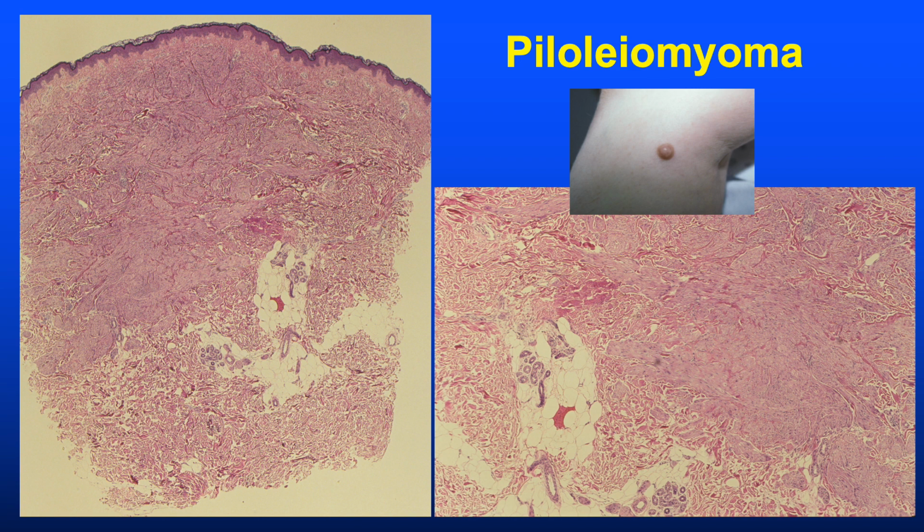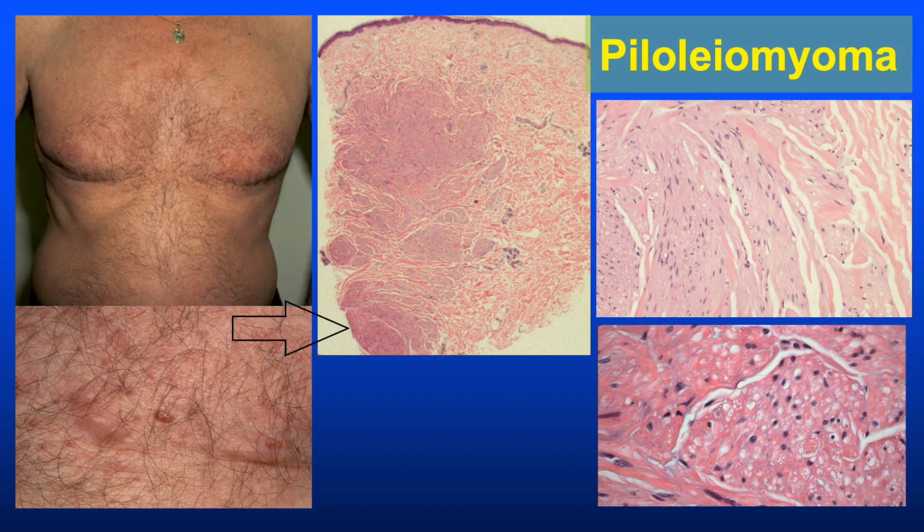and it has some overlap with the appearance of smooth muscle hamartoma, but in contrast to smooth muscle hamartoma with its discrete, well-differentiated smooth muscle fascicles, here the growth pattern is more solid and nodular, that of a tumor. One more example of piloleiomyoma.